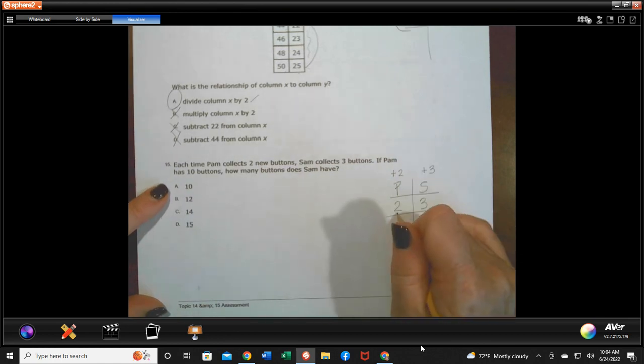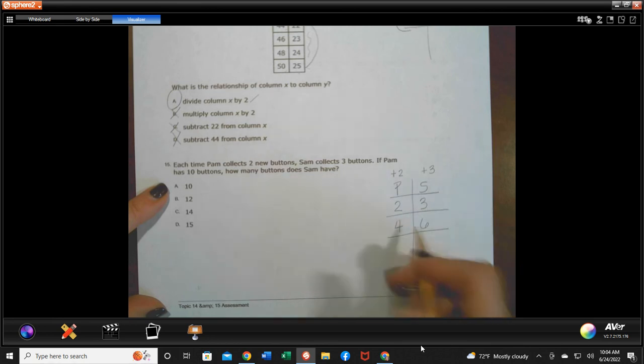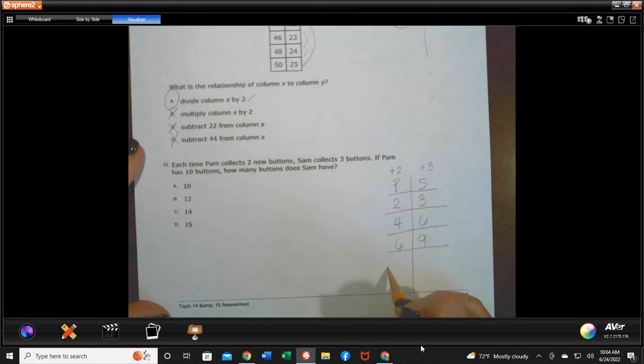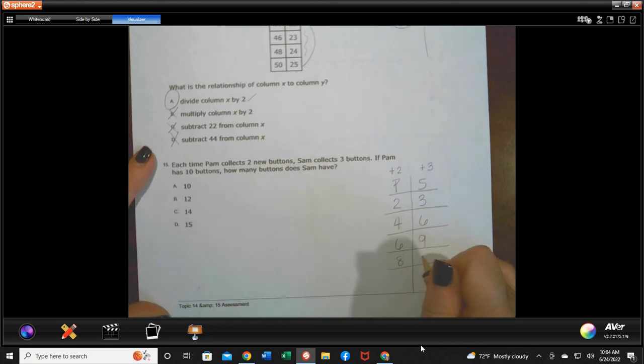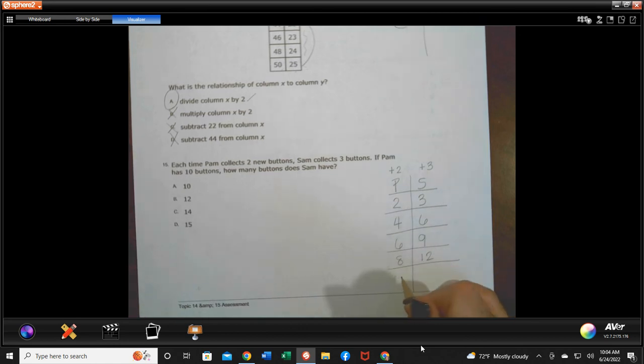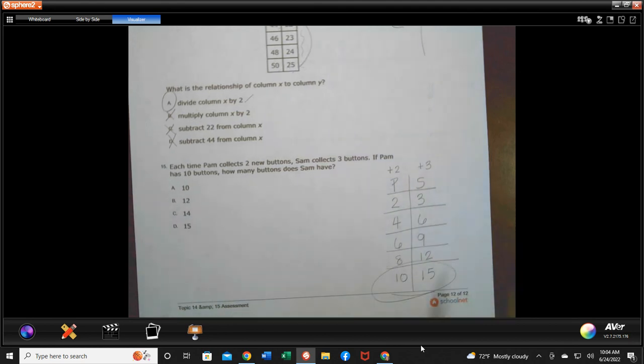So when she has 2, he has 3. When she has 4, he has 6. When she has 6, he has 9. When Pam has 8, he has 12. And when Pam has 10, make sure I go up by 2: 2, 4, 6, 8, 10, he has 15. So make sure we're going up by 3: 3, 6, 9, 12, 15. So here's where our answer is. So when Pam has 10, Sam has 15. So my answer is D.